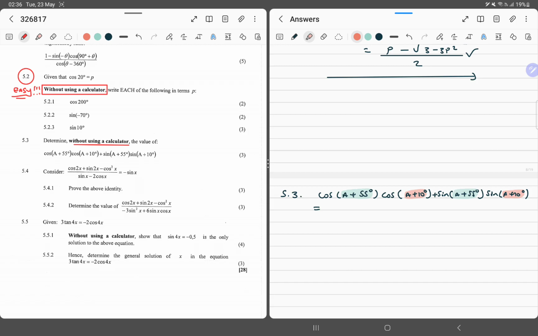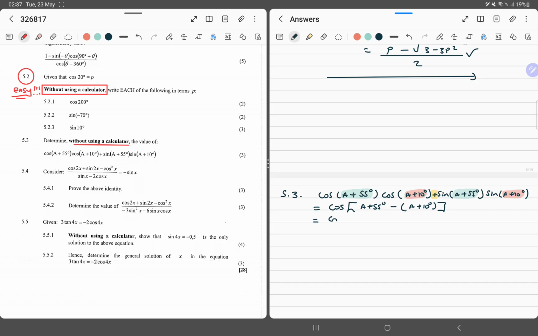What does that remind you? A cosine compound angle. So this is the same as the cos of the first angle, which is A plus 55 degrees. Once the sine is like that for the compound angle, the sine is negative, and then we're going to have to put the next in brackets. So this is more like compressing an expanded cosine identity.